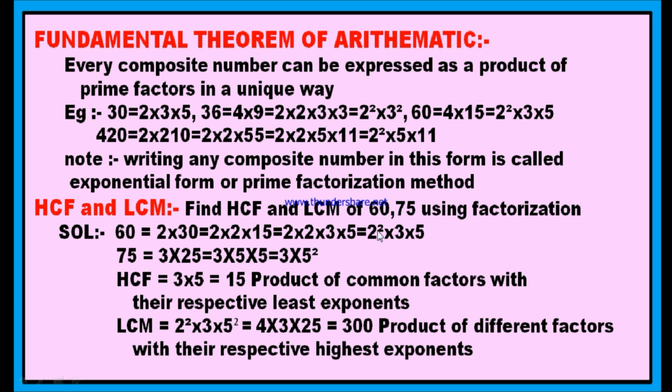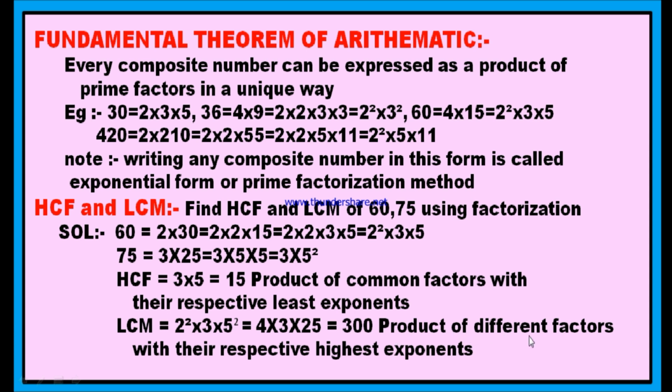The highest power of 2 here is 2, and here the highest exponent of 2 is 0. Therefore, you have to consider 2 square. Here we have 3, here also 3. Therefore, take 3. Here we have 5, but here 5 square. What is the highest power? 5 square. Therefore, take 5 square. And you find the product of all these. 2 square is 4, and this is 3. 5 square is 25. 4 into 3 into 25. 4 into 25 is 100, into 3 is 300.